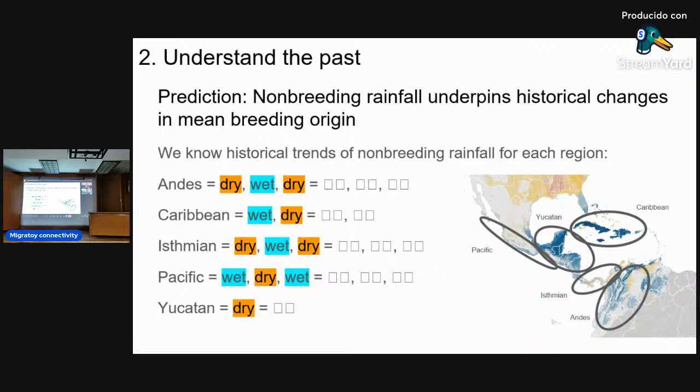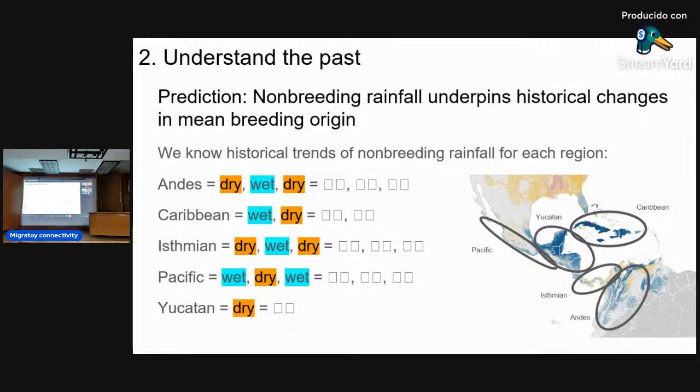And so before we even look at the isotope data that I got from my analysis, we can actually make predictions about the directionality we expect to see for the mean breeding origins of these 5 non-breeding regions. And so, for example, we know in the Andean region over the last 100 years, it's undergone a drying period, followed by a wet period, followed by another dry period. And so since we're assuming that this mechanism of non-breeding rainfall is controlling the mean breeding origin, then we'd expect to see that mean breeding origin shift southward in response to the drought, shift northward in response to the wet conditions, and then shift south again in response to the dry conditions. And so I was able to go through and make predictions for all of the 5 non-breeding populations simply based on the non-breeding rainfall patterns.